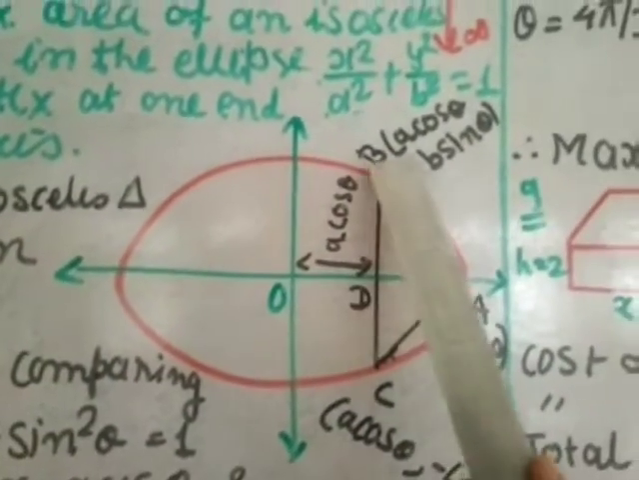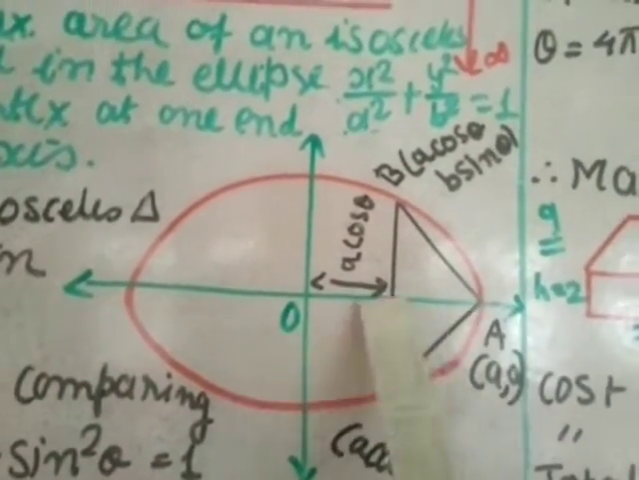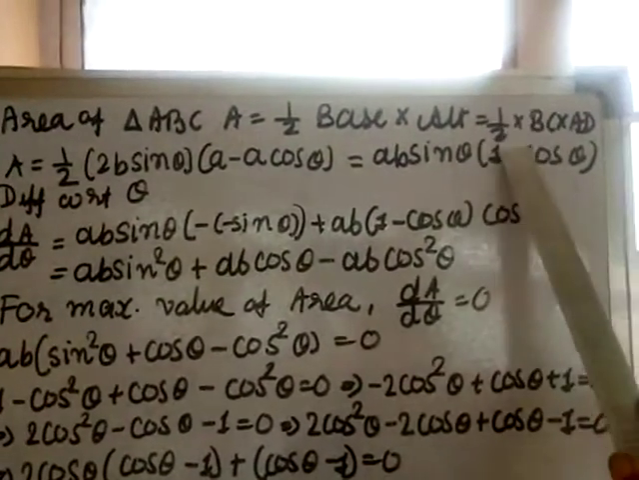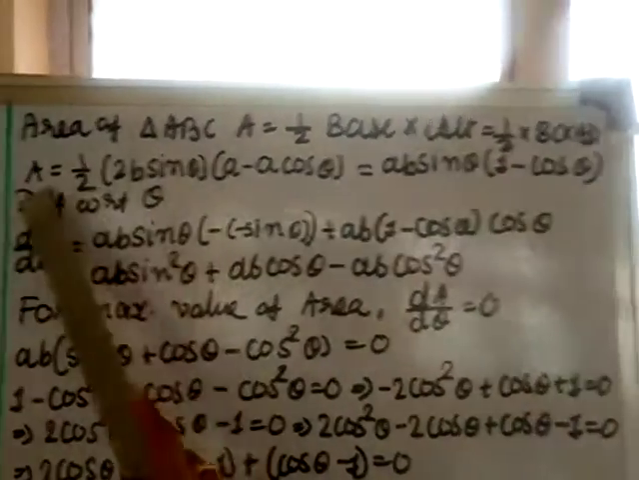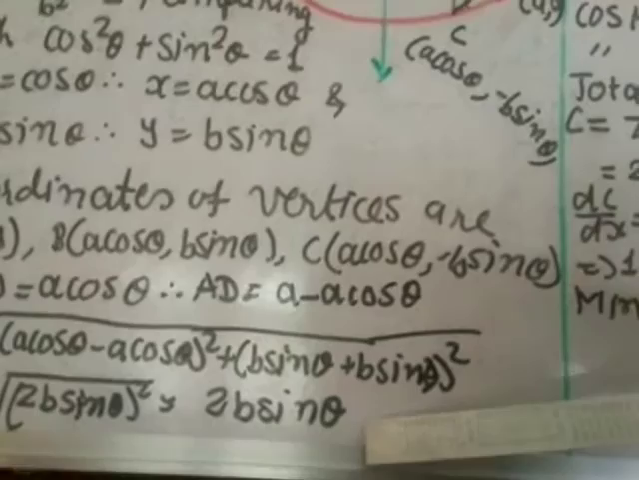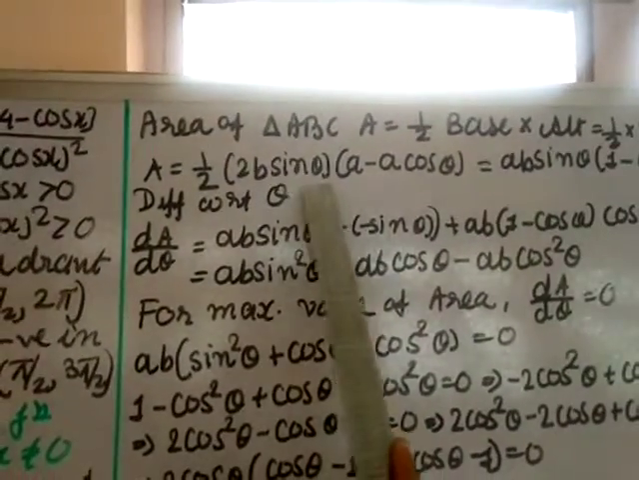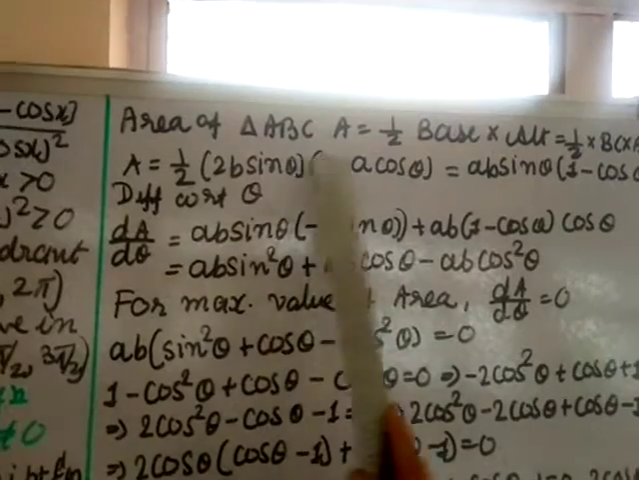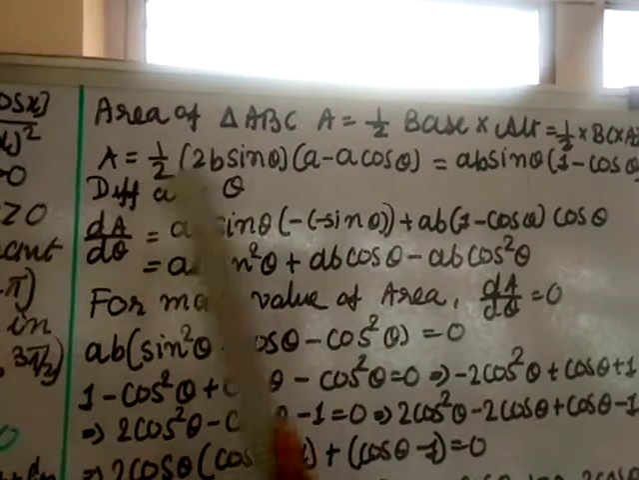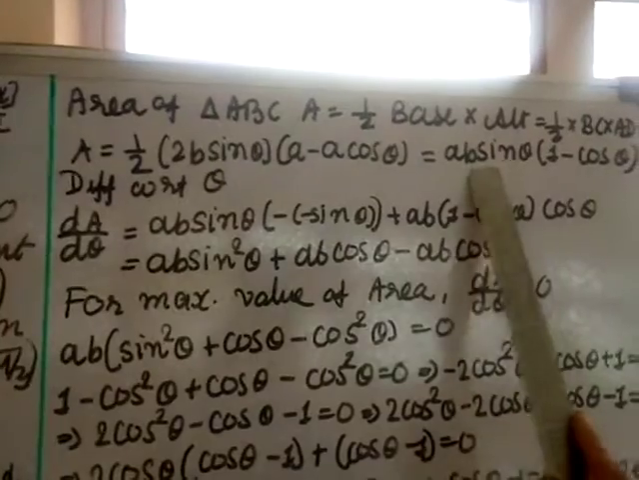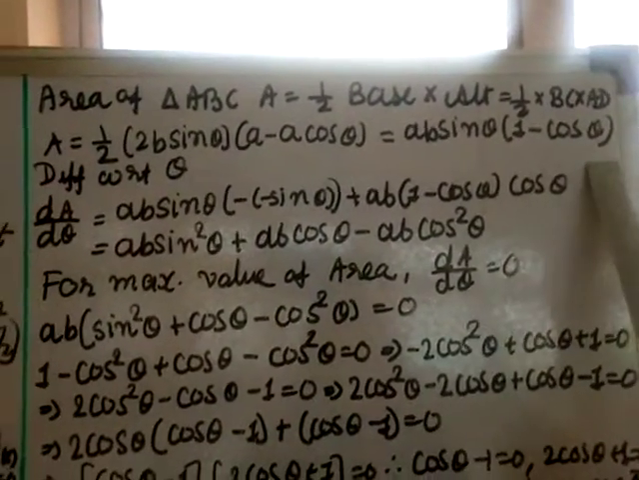Now area of the triangle. I have to find the area of the triangle, so BC will act like a base and AD will become my altitude. So area of the triangle is equal to half base into altitude, where base is BC and altitude is AD. So A equals 1 by 2 BC, and I found BC is equal to 2b sin theta, and AD is a minus a cos theta. So just put the values: 1 by 2 times 2b sin theta times a minus a cos theta. I take a common, here b, 2 cancel, so I'll write a into b, so ab sin theta, and here remains 1 minus cos theta.